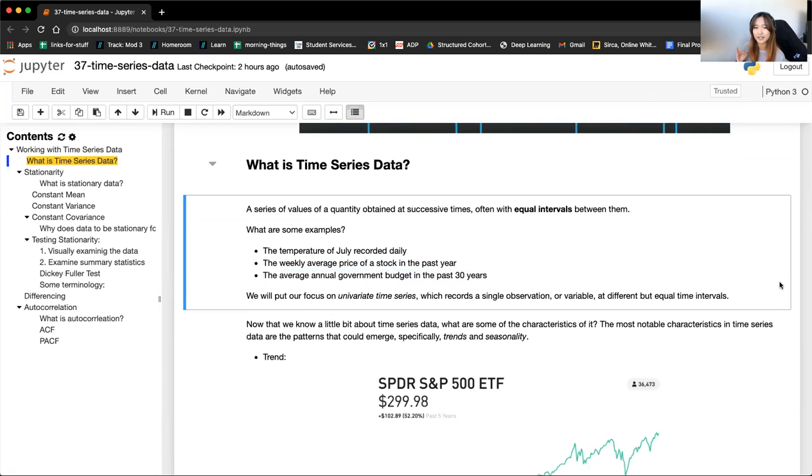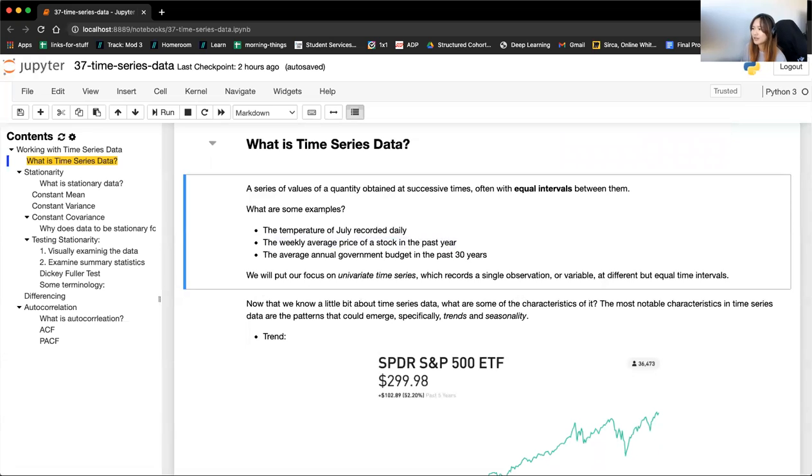Our focus for today and tomorrow is going to be on univariate time series, which records a single observation or variable at different but equal time intervals. In contrast to univariate time series, there's multivariate time series, where you can actually predict multiple things at once. But we actually don't get into this in this course. However, when we talk about time series with neural networks, which we'll get to at the end of next week, there is a potential application of multivariate time series, but most students don't get into that until after the course because it is quite hard to implement.